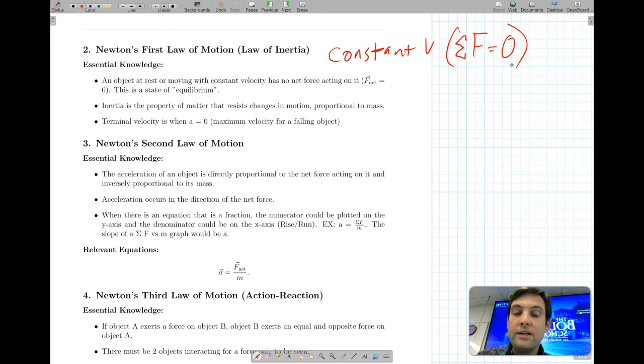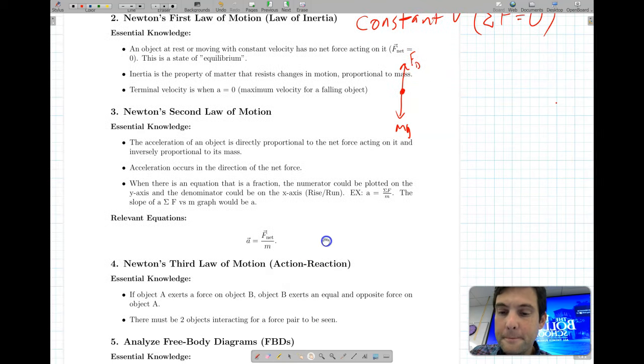Terminal velocity is when your acceleration equals 0, so your maximum velocity for a falling object. Terminal velocity happens when we have our weight force down and our drag force up. And those two equal each other. 0 acceleration, terminal velocity. We're going to talk more about that drag force in just a little bit.